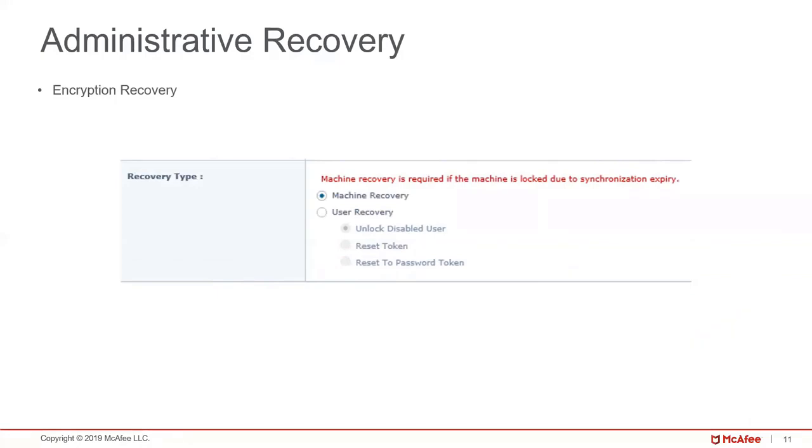The next section below is the user recovery options, in which they can choose to unlock a disabled user. That would be in a scenario where a user was disabled in Active Directory, and upon syncing, we subsequently disabled them for McAfee Drive Encryption. The next option below that is to reset token, which will allow the user to change their password. The final option, reset to password token, has the same net effect as a reset token, but is used in scenarios where the user does not typically use a password token. For example, if they're using a common access card or a PIV card.